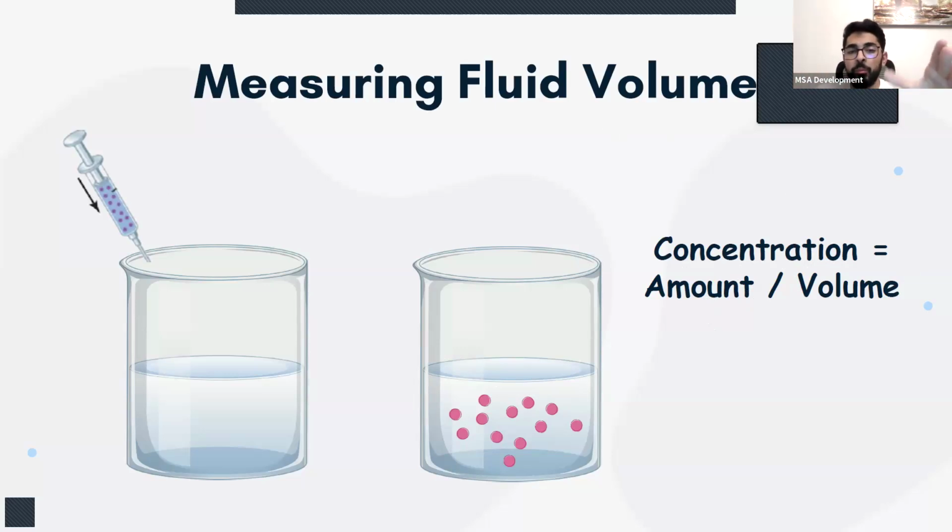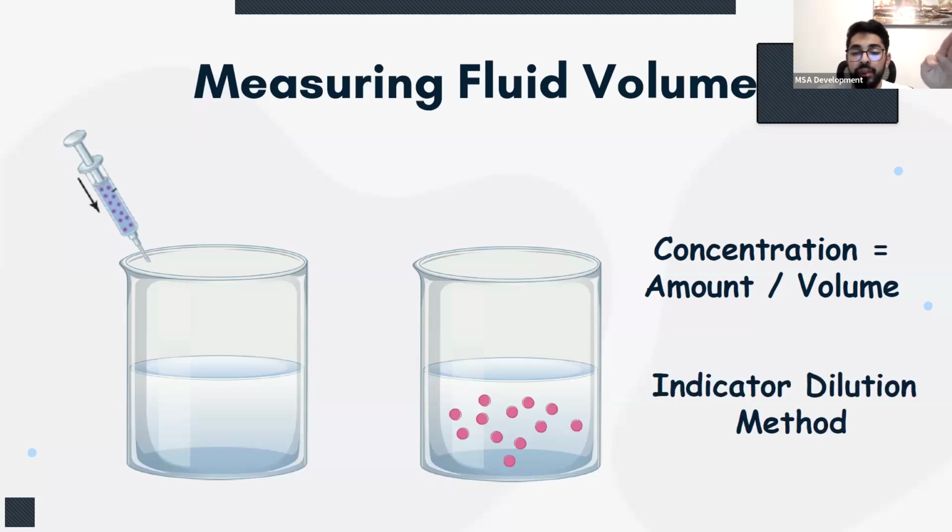This is the same way we measure the amount of body fluid we have. And this method is called the indicator dilution method. The indicator in our case is the salt, because it gets diluted. And this is how you measure the volume in this case, okay?